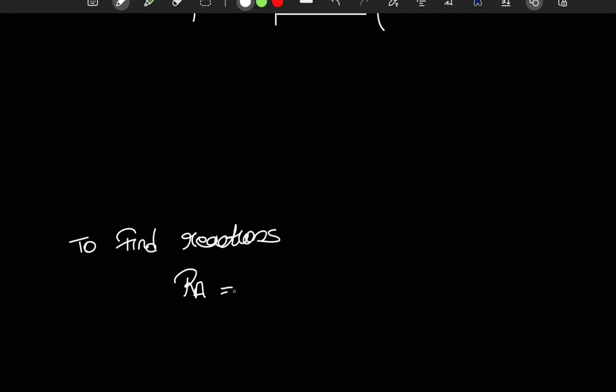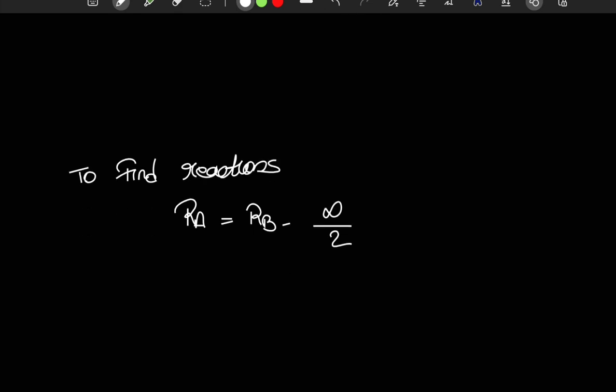Firstly, to find the reactions. The given load on the beam is symmetrical, hence RA is equal to RB is equal to W by 2. Shear force at any section left of the beam is W by 2. Shear force at a section right of the beam is negative W by 2.